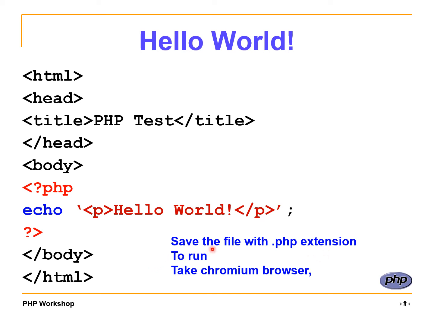So we have to save the file with .php extension, and for running you have to take the Chromium browser, then you have to specify what should be the address of this particular web page. Likewise, you can run this particular web page.